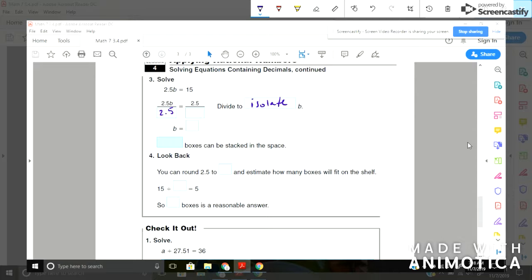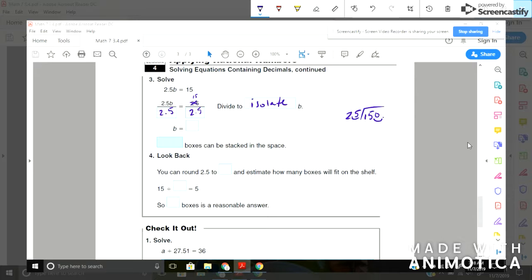They actually have a misprint here. This should say 15, just like it is up here. So we divide by 2.5. So 15 divided by 2.5. Make this a whole number: move this one spot and add in a 0.